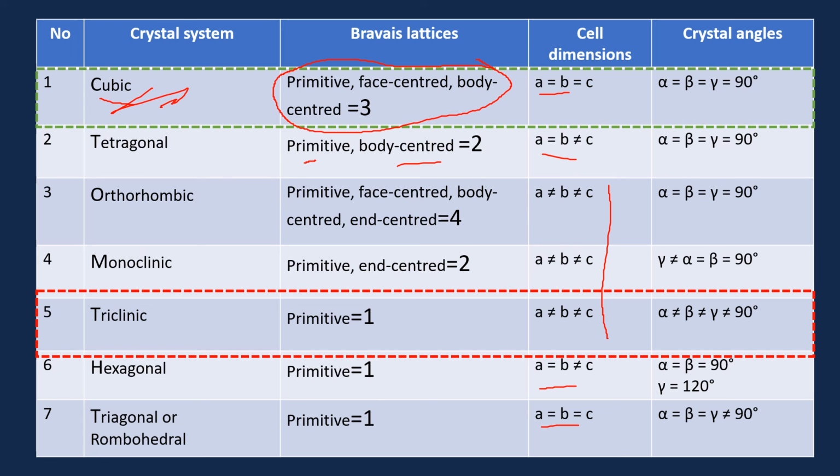You can count the types of Bravais lattices. In cubic there are three possibilities. In tetragonal there are two, orthorhombic 4, monoclinic possibilities 2, and the remaining 3 have 1 each. The total is 3 plus 2 plus 4 plus 2 plus 3 from the remaining 3. That is equal to 14. That represents the total Bravais lattices.